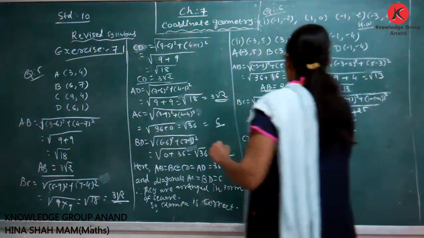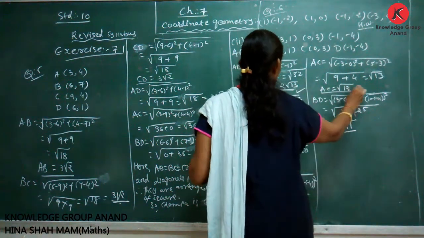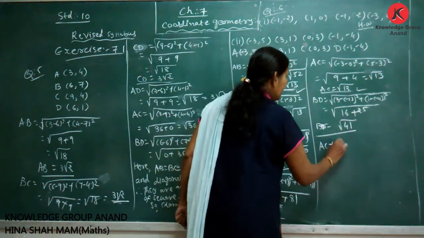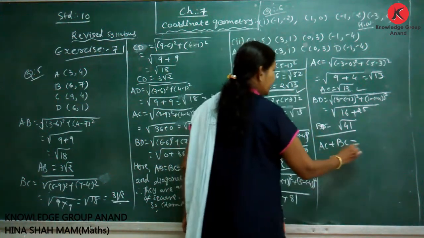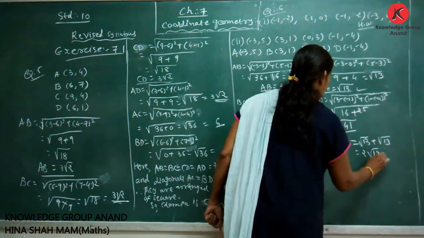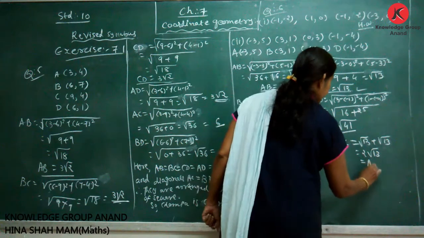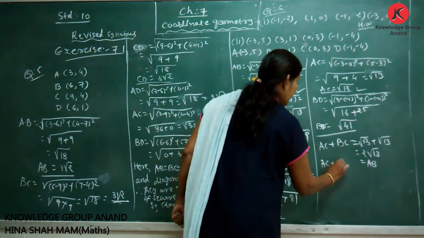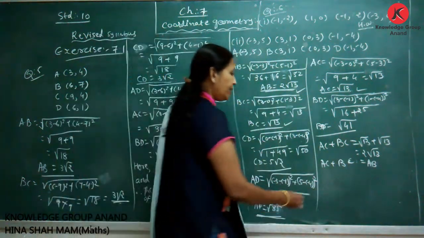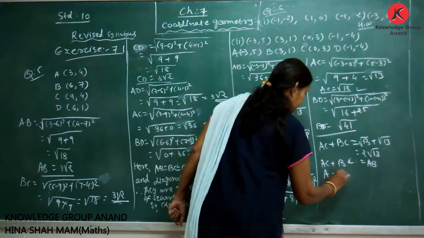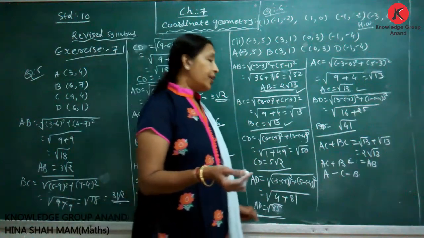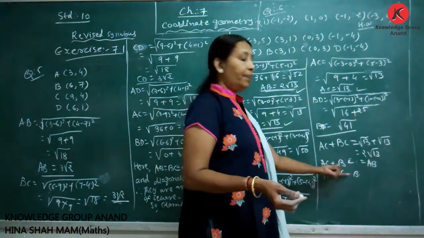Here AB is equal to 2 root 13, BC is equal to root 13, and AC is equal to root 13. We use this formula: AC plus BC is equal to root 13 plus root 13, which is 2 root 13, the measure of AB. AC plus BC is equal to AB. Therefore, A, C, B are collinear points. In a quadrilateral, 3 points are not collinear. Here 3 points are collinear.